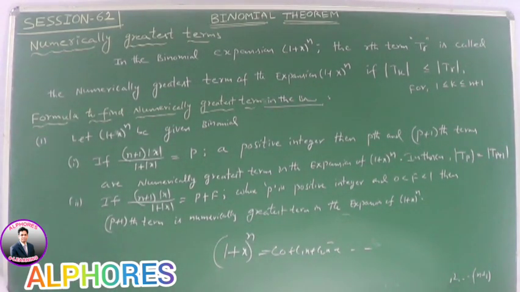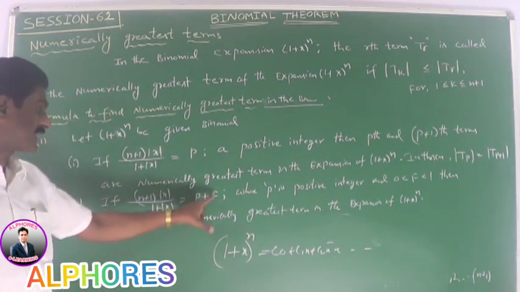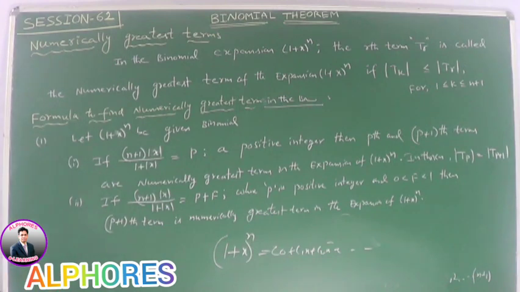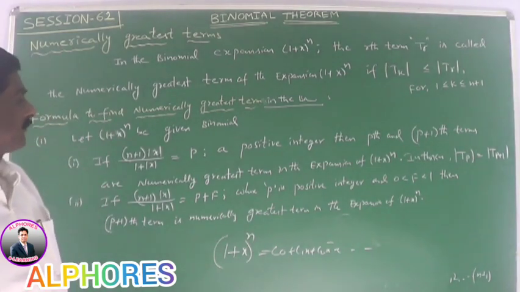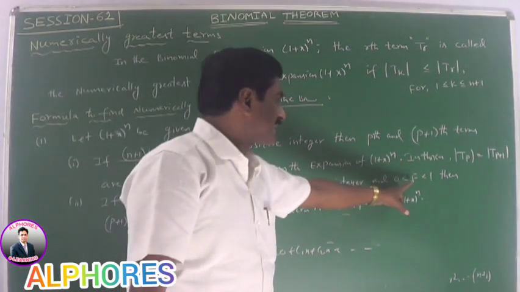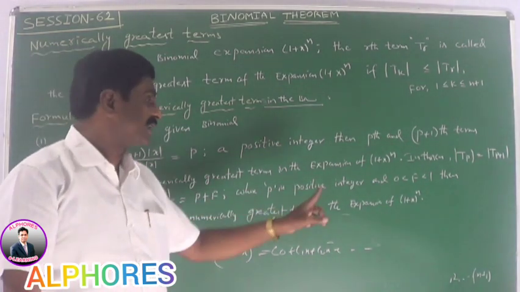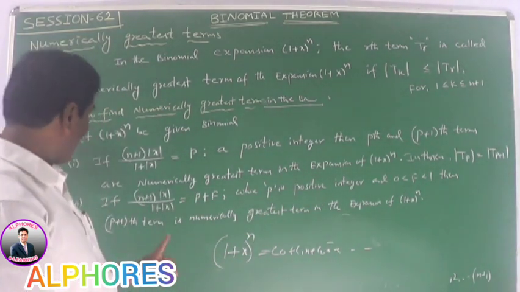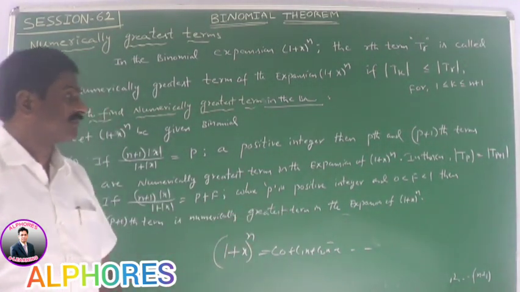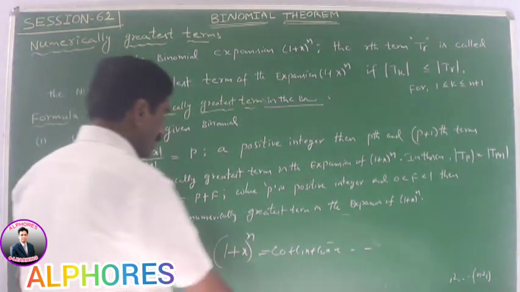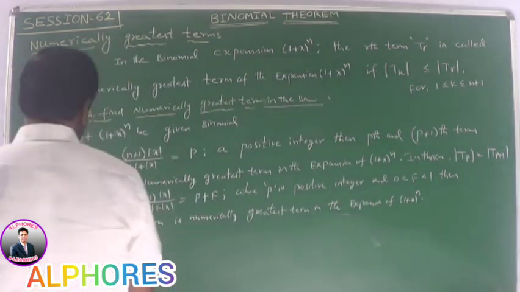Next, second point: if (n + 1)|x| / (1 + |x|) is equal to p + f, where p is a positive integer and 0 < f < 1, then the (p + 1)th term is the numerically greatest term in the expansion of (1 + x)^n.